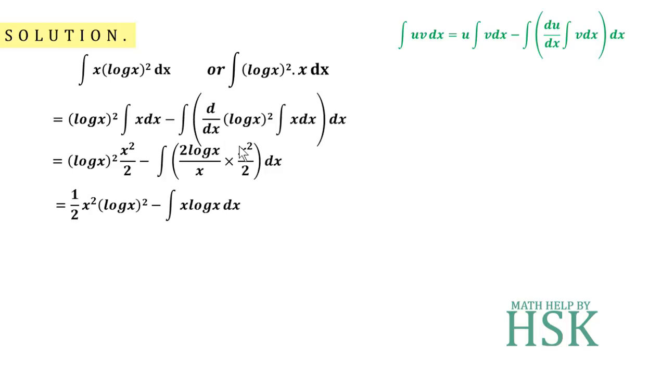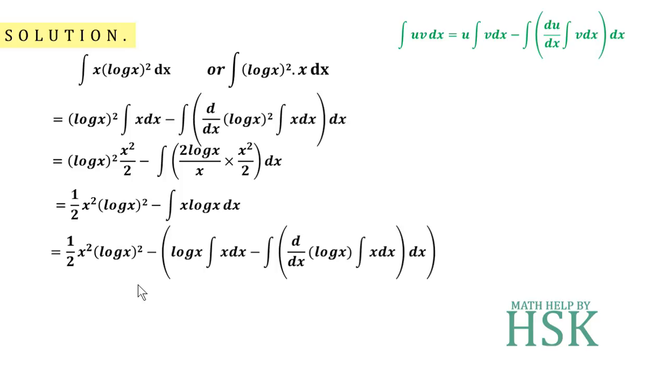On simplifying this bracket, I get again the term which contains the product of two functions. So to solve it, I have no option other than to apply the formula of integration by parts again. I'm going to take again log x as first function and x as the second function and apply the formula of integration by parts. So I'm going to write the first term as it is. Inside the bracket, I'm going to write log x into integration of x minus differentiation of log x into integration of x, and the whole integration.